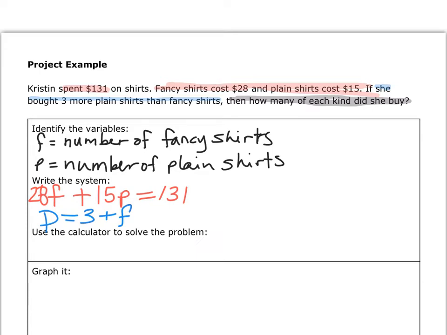No. So if you're using your calculator, you have to change your variables to what? X and Y, because that's what our graphs are labeled as. You can change that in your calculator. I'm not going to show you how to do that. It's easier just to change it to X and Y for now. So I'm going to say 28, can we use X as the fancy shirts? Is that okay? Plus 15 Y are my plain shirts, equals 131.